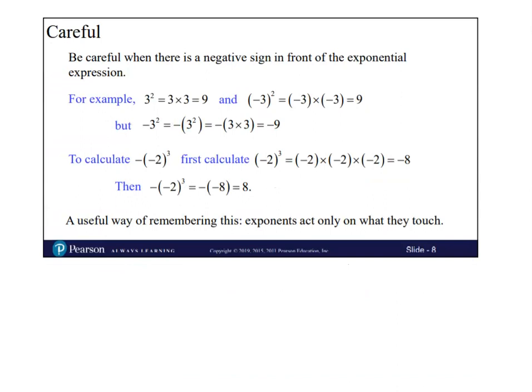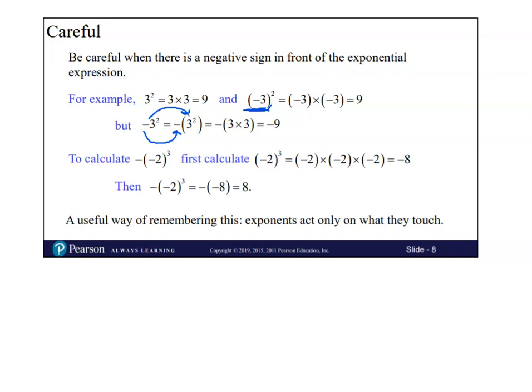Be careful when there's a negative sign in front of the exponential expression. For example, 3 squared is 3 times 3, which is 9. Negative 3, in parentheses, squared means negative 3 times negative 3, which is also 9. But if you have negative 3 squared without parentheses, this simply means this. And notice that the negative would be on the outside. It's different than this, right? The negative would be on the outside of the parentheses.